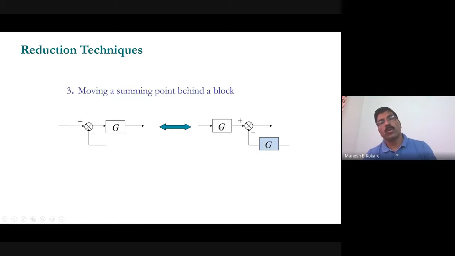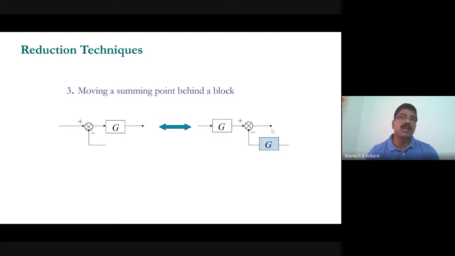So what is the rule? If you are moving this summing point after a block, see that this summing point has been shifted here, but the arrangement you have to make is that you have to add one more block here in the other path, so that the overall transfer function will remain the same. So this is the third rule, moving a summing point after a block, right?